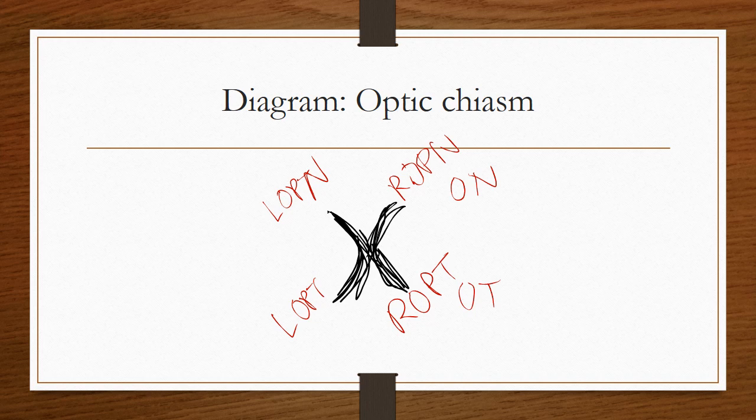So what happens here is that from the left optic nerve, you have some fibers that decide to cross over into the right optic tract, and from the right optic nerve, you have some fibers that cross over into the left optic tract. And so it's crossing over. It's an optic chiasm.